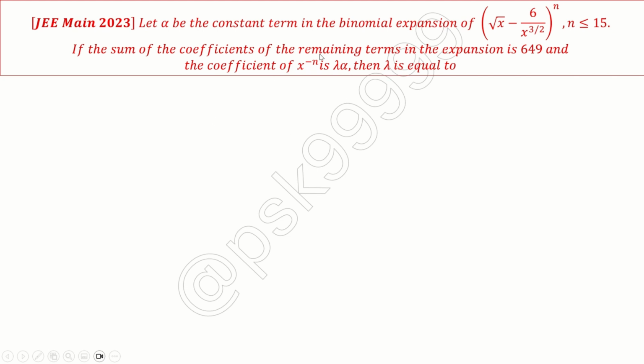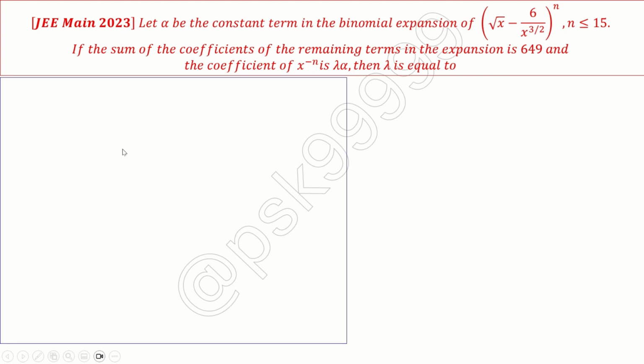Okay, so first thing we need to find out is the constant term, that is alpha. Then find out x to get the constant, and the remaining quotients is 649, it is given. So find out the n value with that, and once you know the n value, you know what is the x to the power of minus n quotient. Correct? So there are three things to do here.